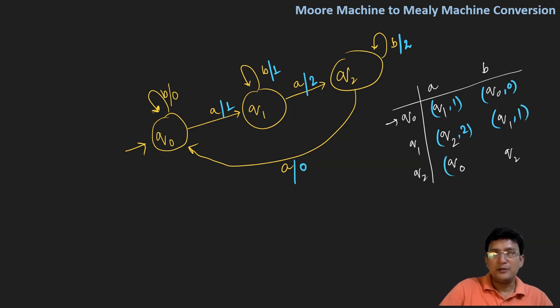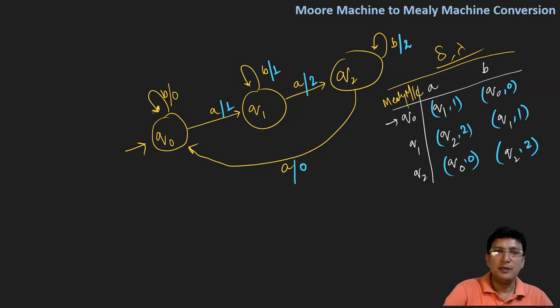Q2 on A moves to Q0. The output associated with this is 0. And Q2 remains at itself on B, so 2 will be associated with this transition. So this completes the delta, which is the transition function, and the lambda, which is the output function. And this table is for the given Mealy machine. So this way we have converted the Moore machine to the Mealy machine. Thanks for watching. We'll meet again with the next lecture.